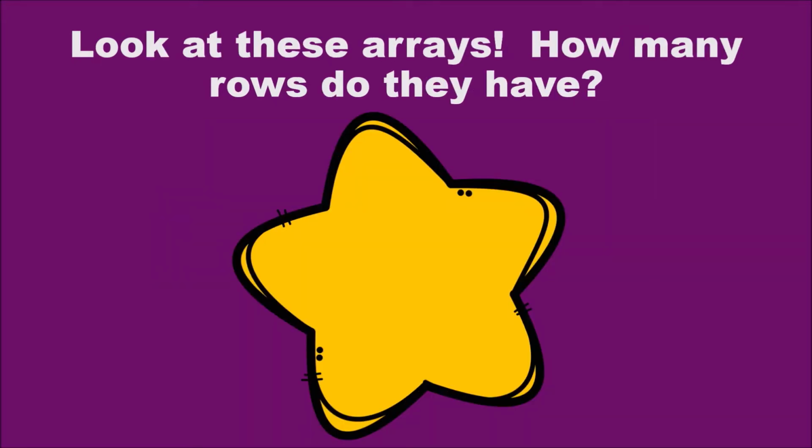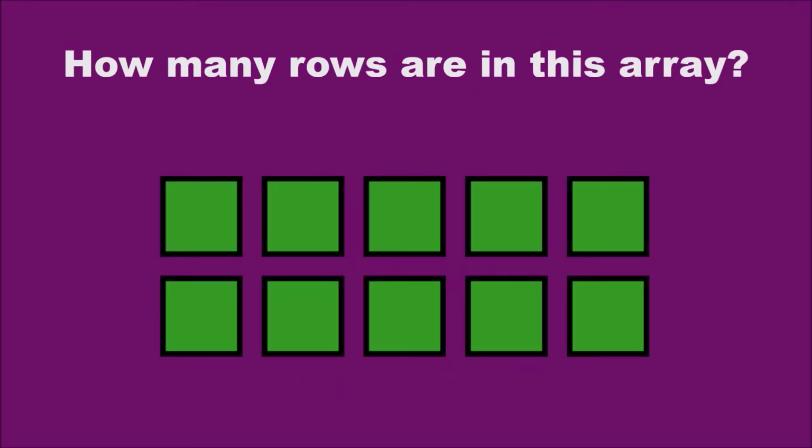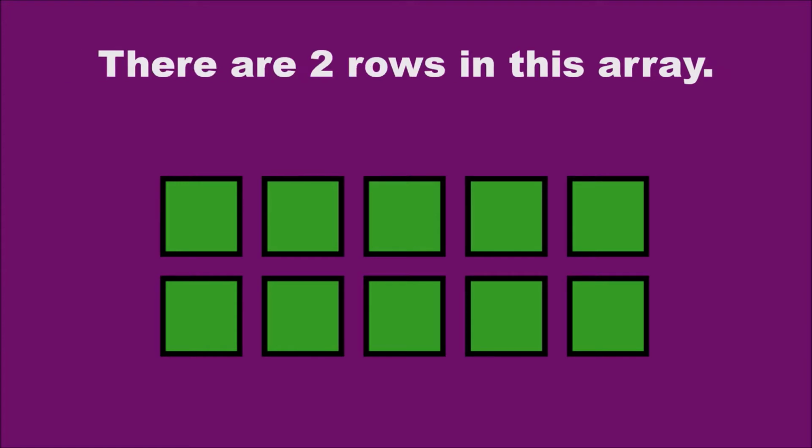Look at these arrays. How many rows do they have? How many rows are in this array? Think about it. Rows go left to right, like those movie theater seats. This would be a good time to get out a pencil and a piece of paper to write your answer down. The answer is 2. There are 2 rows in this array. This is the first row. This is the second. Notice how they go from left to right.